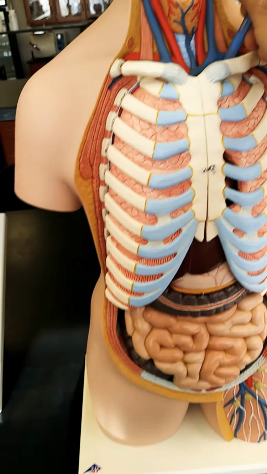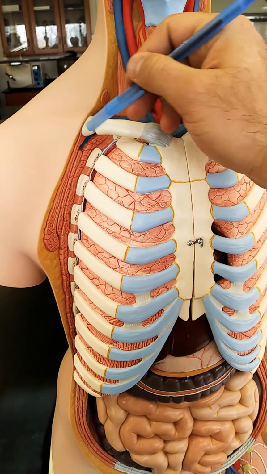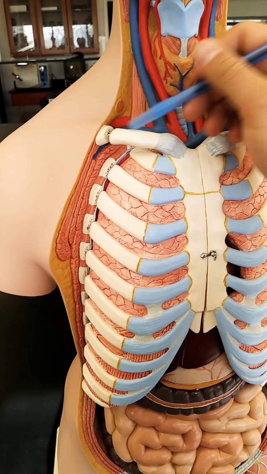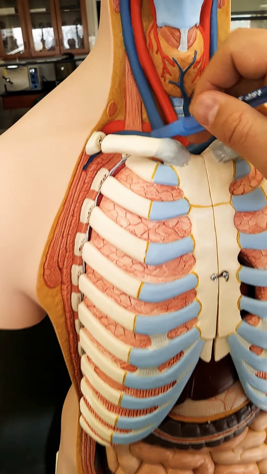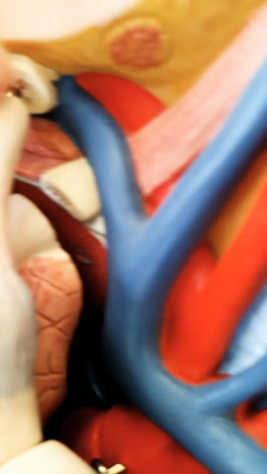So if we have a very strong fall or a traumatic accident and the collarbone is fractured or injured, what will be the underlying structures right there? See over here? What will be the underlying structures? Well, let's open up and find out.